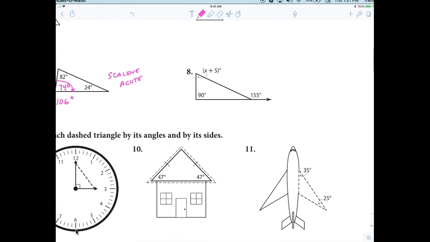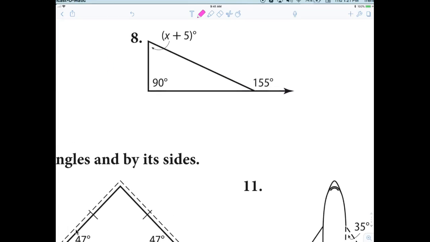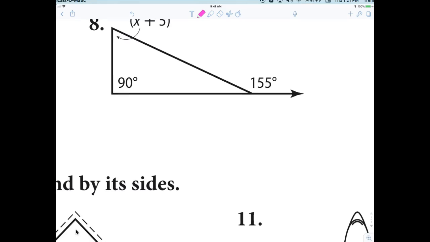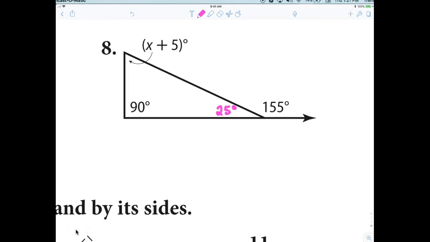All right, Catherine, number 8. So you have to first of all find the angle that is under 155. You do 180 minus 155. Beautiful. This is 25 degrees. And then you do 180 minus 90 plus 25, which is 115. And then x. So you subtract 5 from that. Wait a minute.